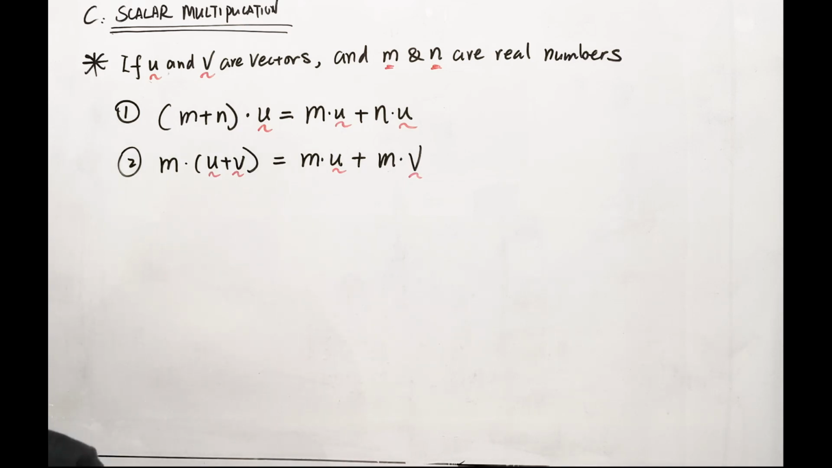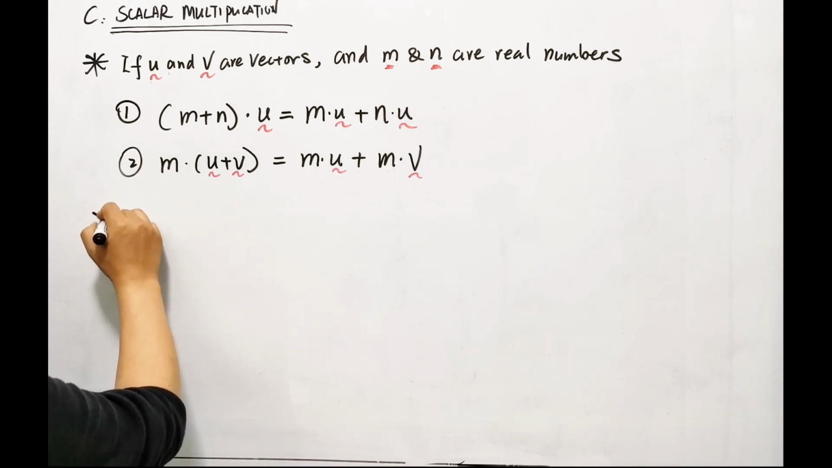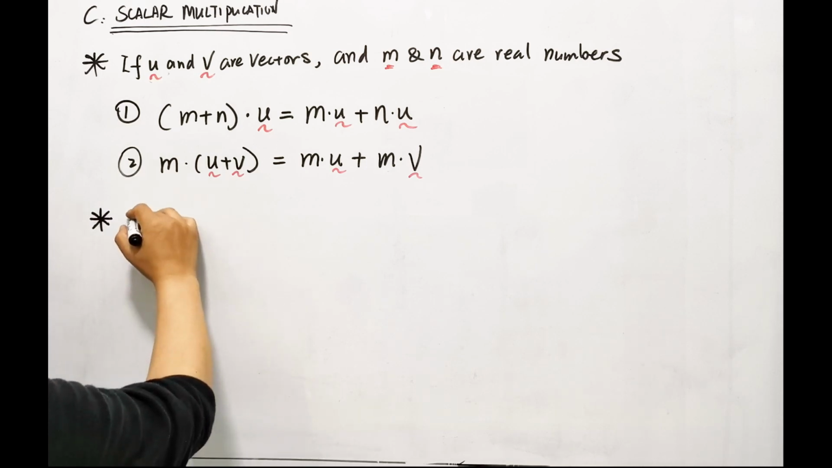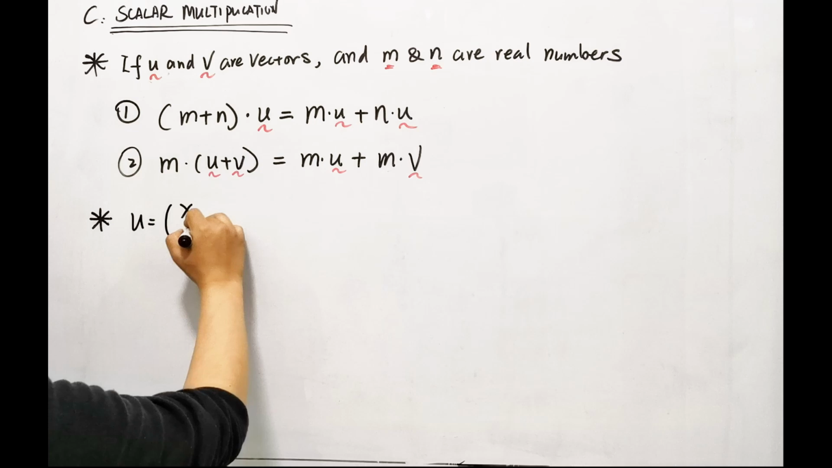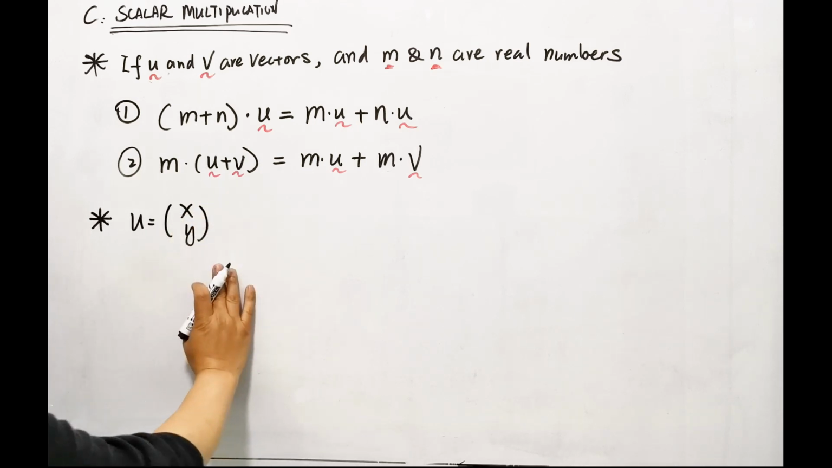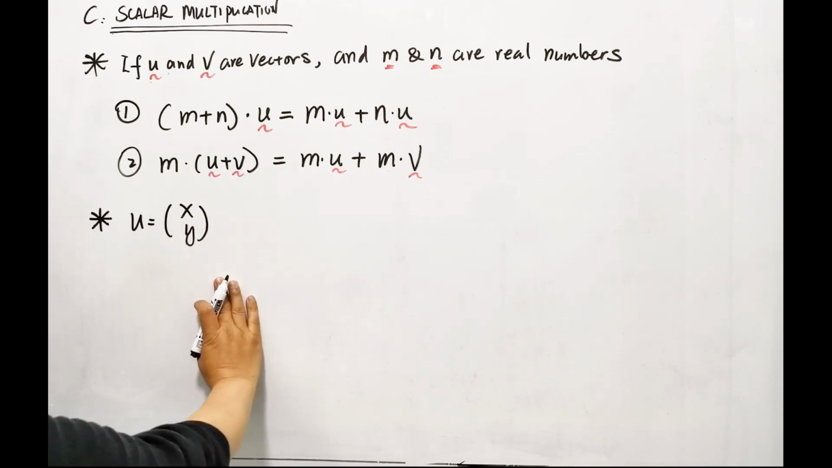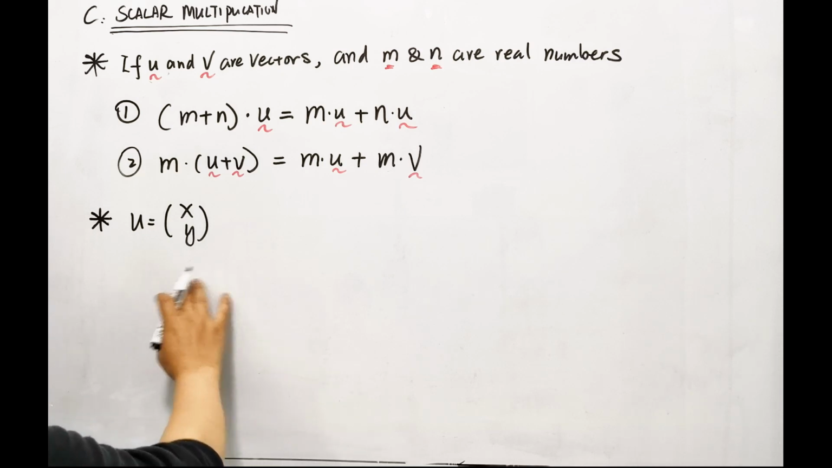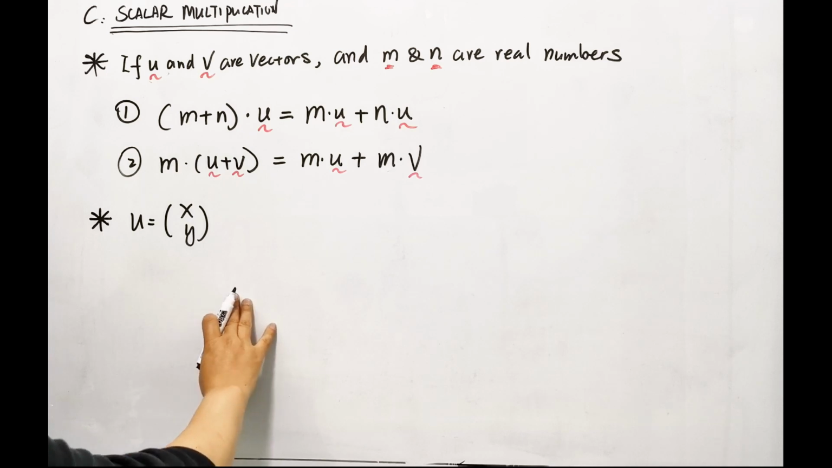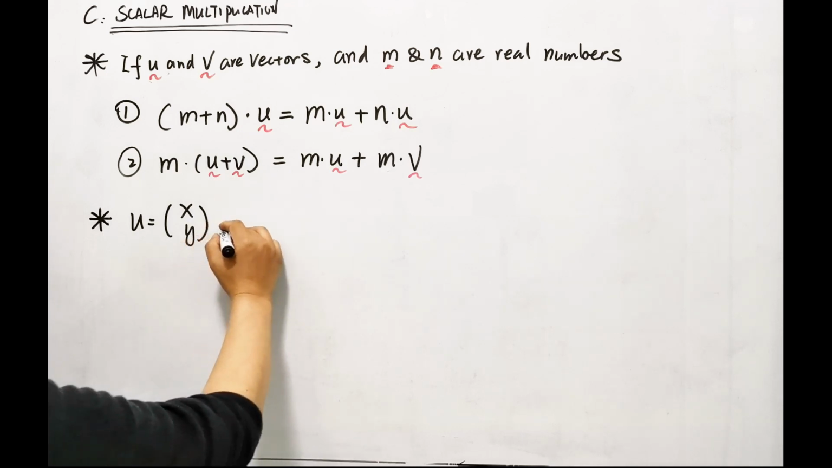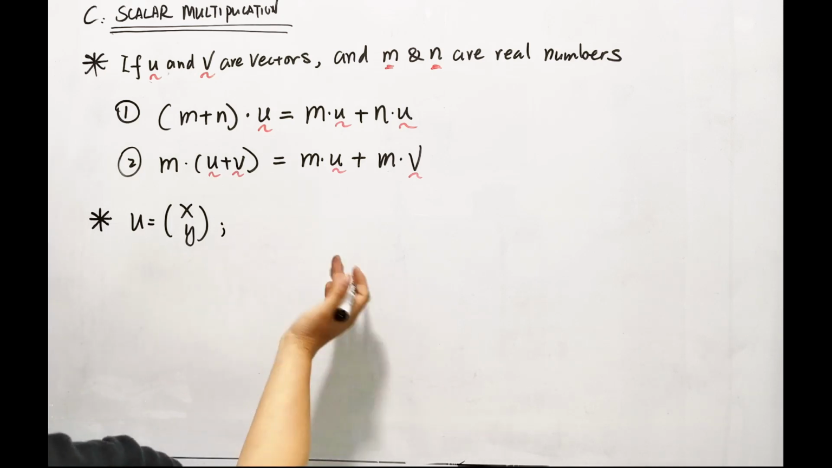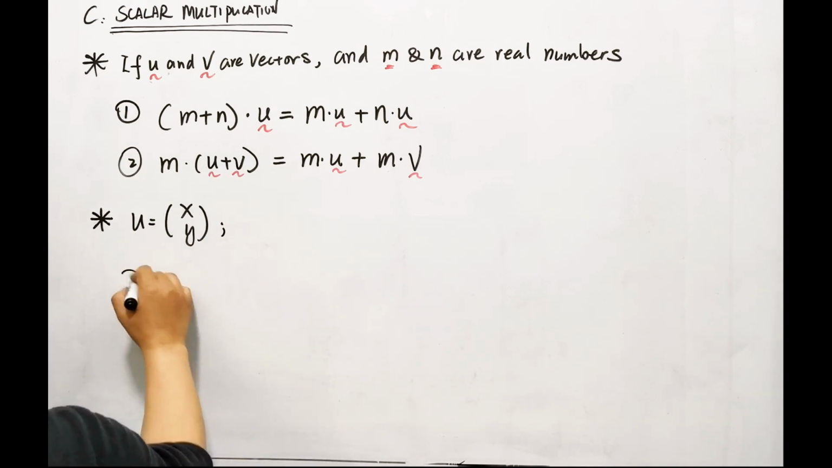Also, if we write one of the vectors in the form of column vectors, we can also find the scalar multiplication of their components. We can do it the same way, in the scalar multiplication of the components, the x component and the y component. So we can get this.